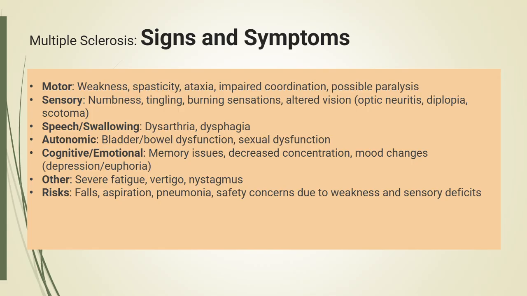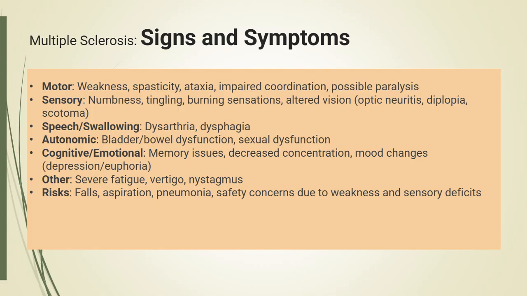Common motor symptoms include muscle weakness, spasticity, ataxia, and paralysis in advanced disease. These occur because the central nervous system can no longer send smooth, coordinated signals to the muscles. Sensory symptoms like numbness, tingling, burning sensations, or altered temperature perception result from disrupted pathways in the sensory tracts. Visual symptoms, including blurred vision, diplopia, or double vision, and scotomas, or localized areas of partial or complete vision loss, often reflect inflammation of the optic nerve, known as optic neuritis.